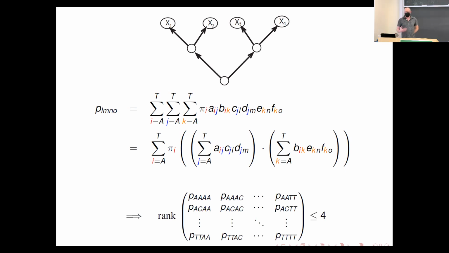Okay, so just some basic linear algebra plus the distributive law gives us some conditions on these matrices that have to be satisfied for any probability distribution that comes from this model. And of course, the rank condition gives me some equations in the vanishing ideal, because if the matrix has rank less than or equal to 4, then all the 5 by 5 subdeterminants of this matrix should belong to the vanishing ideal.